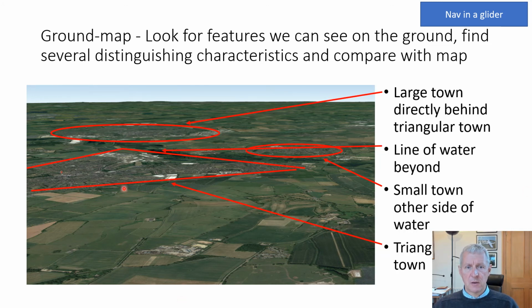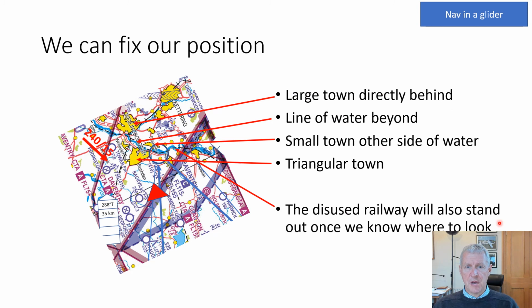So there we go. There's a triangular town, 2 other towns, a body of water. Where might that be? Well, if we look on the map, here's our triangular town. On the other side, we've got another town just to the right of the nose, a big town, the little town that we saw earlier, and the body of water that goes through.